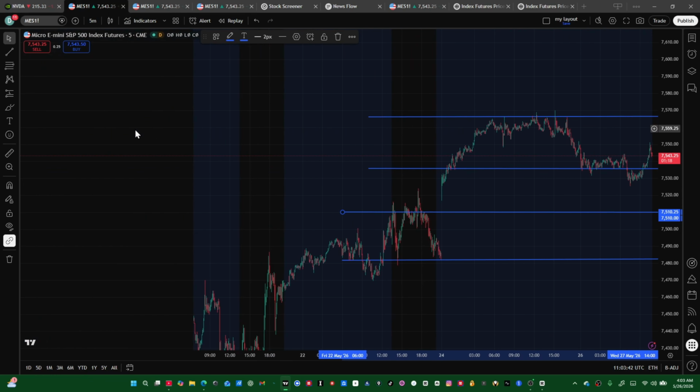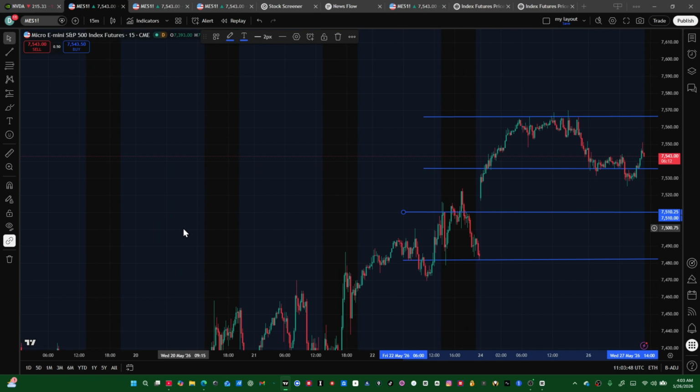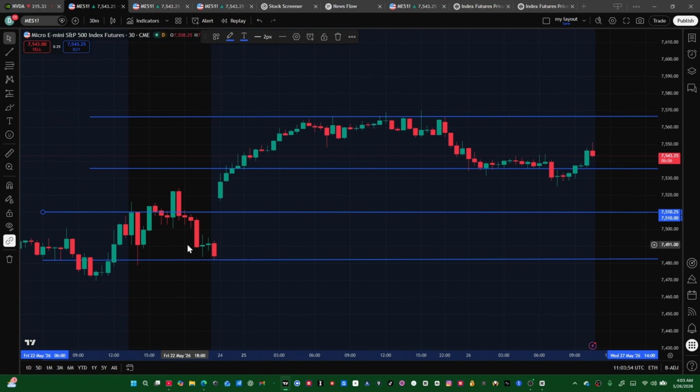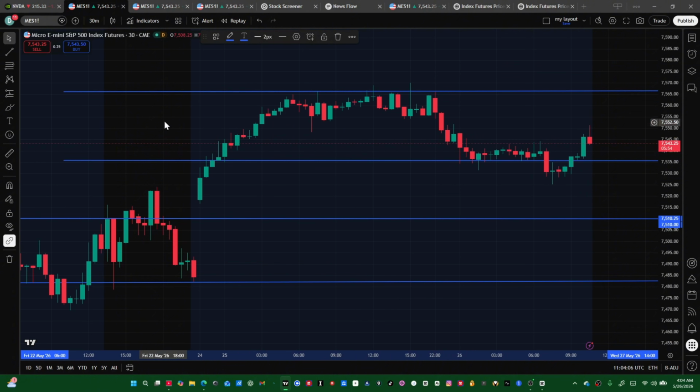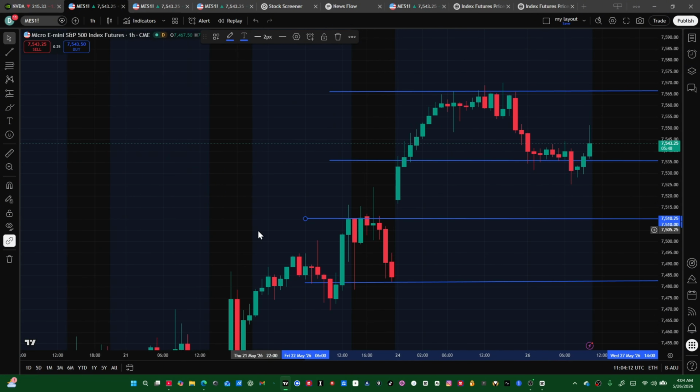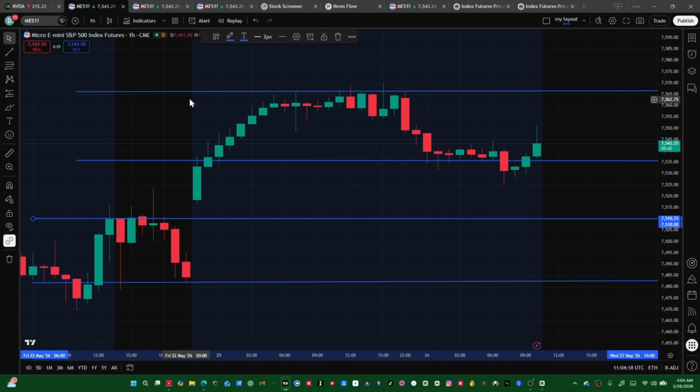This trade hack right here not only helps you start off your top-down analysis and your day, it helps you line up your support and resistance before you drop your chart down to a lower time frame. That's the lesson.